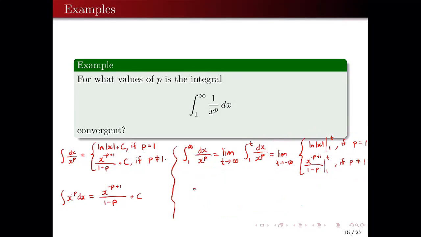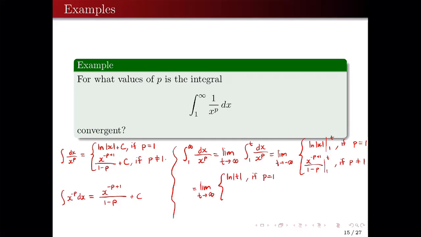So equals. And then what will happen? We have here, well, we still have the limit as t approaches plus infinity. In here, we'll just have ln of t, or ln of the absolute value of t, if p equals 1.